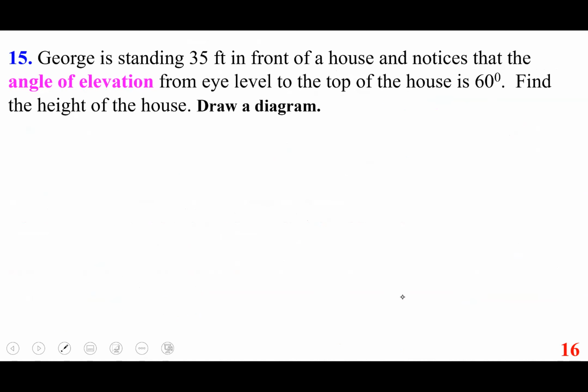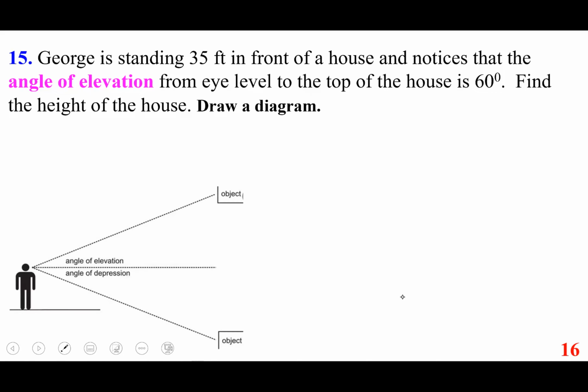George is standing 35 feet in front of a house and notices that the angle of elevation from eye level to the top of the house is 60 degrees. Find the height of the house. Well, reminding you of the concept of angle of elevation. So here's the horizontal line. If you're looking up, it creates the angle of elevation. If you're looking down, it creates an angle of depression.